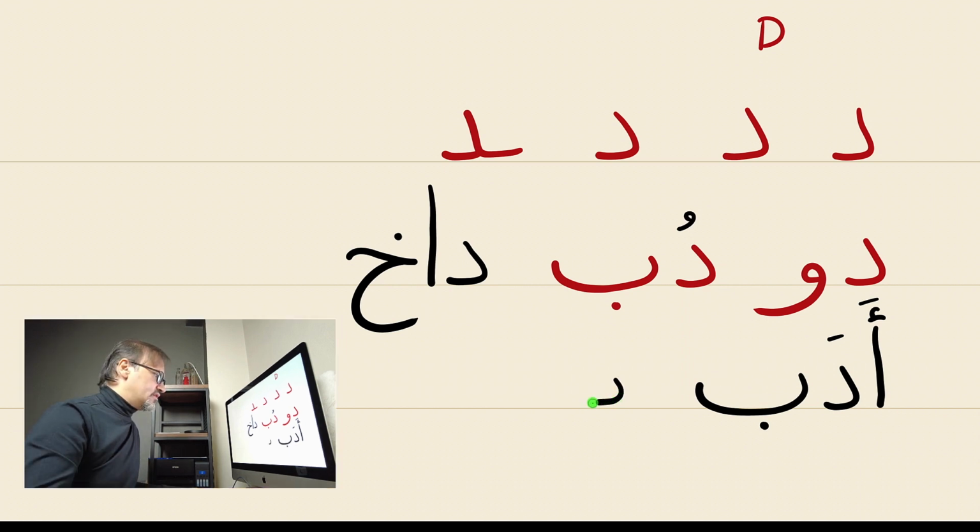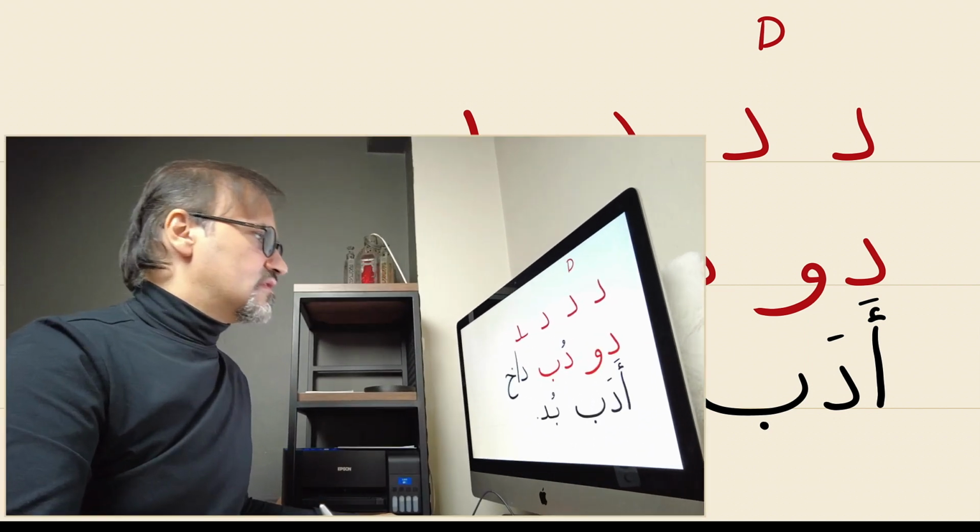Here's an example of just bud. Put a little dhamma over here. Bud. See, the de here is connected to the be because it can be connected from this side, but you cannot connect it from this side here. There's no connection. Okay? Let's move on.